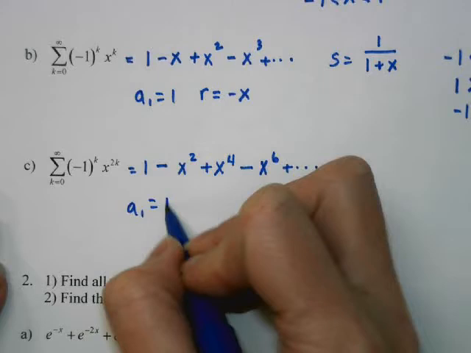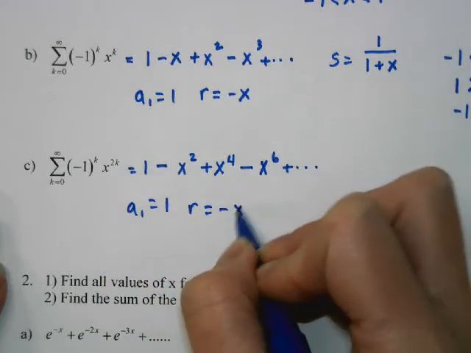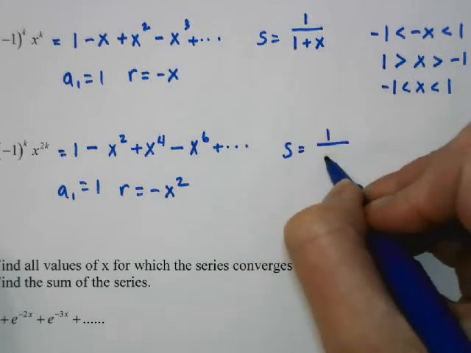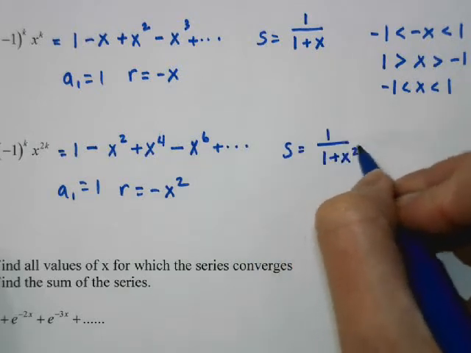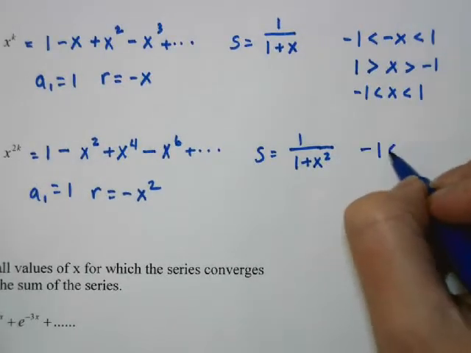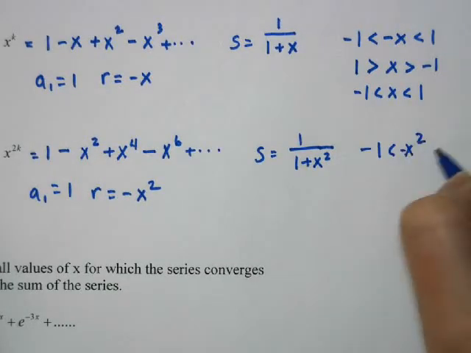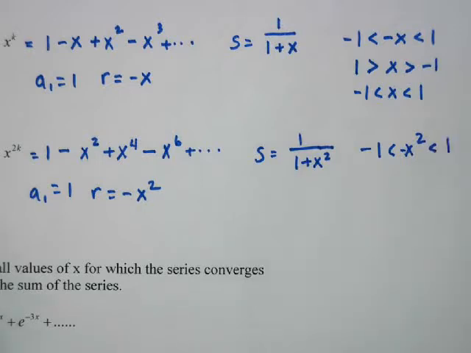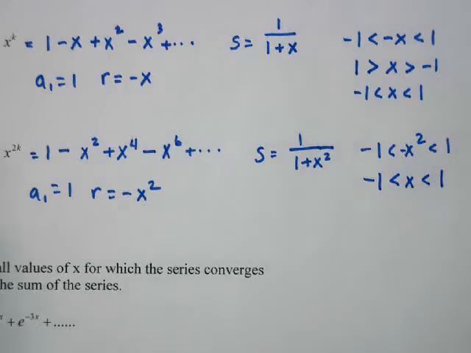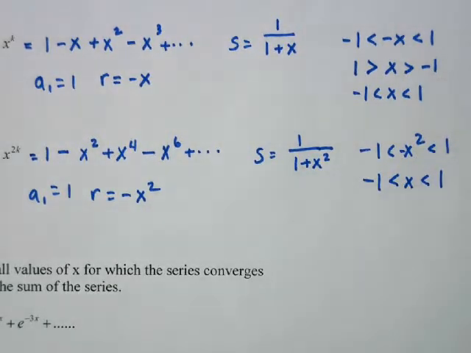a1 is 1. r is a negative x squared. So the sum is going to be 1 over 1 plus x squared now, because we're minus the r, which is negative. My common ratio is going to be between -1 and 1 when negative x squared is in between -1 and 1, which is really when x is between -1 and 1. So you can do the opposite thing with the square root, but you're going to end up with this regardless.